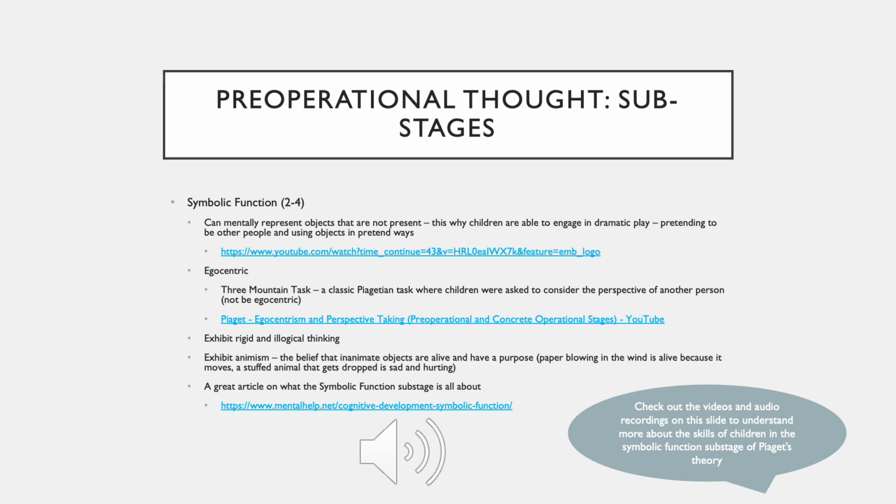And so sometimes their thinking is a bit skewed and they have a hard time with reasoning, understanding, problem solving is still being developed during this time. And also children start to exhibit animism, so believing objects that are inanimate are alive, and that they actually have a purpose. So I gave a couple examples of paper blowing in the wind and believing it's alive because it moves, or a stuffed animal or baby doll that might get dropped is sad and hurting. And you can also see how this exhibit of animism is prevalent and connected heavily to dramatic play.